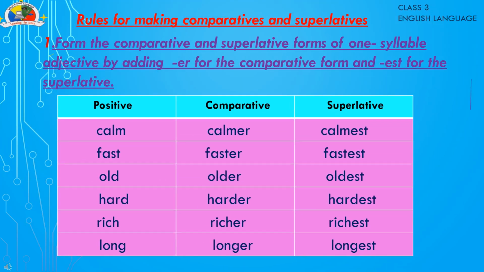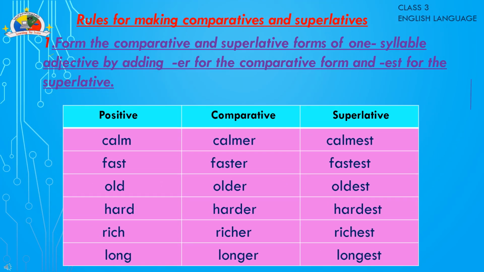Now let us learn the rules for making comparative and superlative degree of adjective. For a comparative and superlative form of one syllable adjective, add er for the comparative and est for the superlative. Let us see the different examples. Positive, fast, comparative, faster, superlative, fastest.